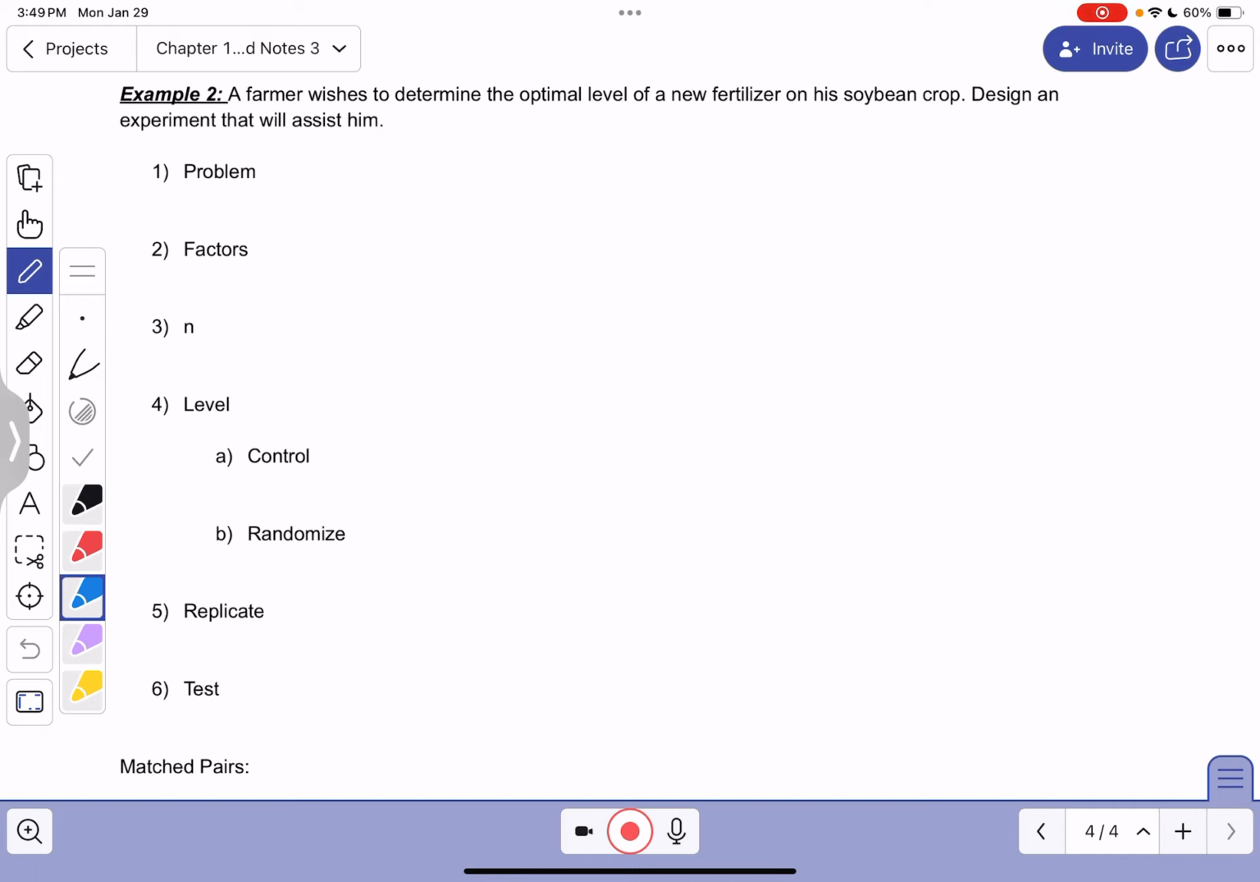All right, let's look at another example. A farmer wishes to determine the optimal level of a new fertilizer on his soybean crop. Design an experiment.